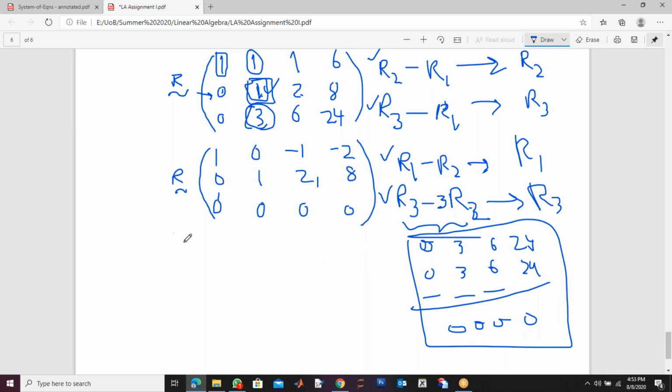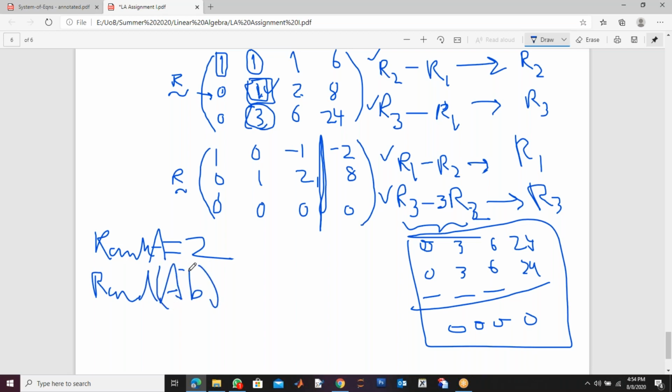It is fine. Now, if you want to write the rank, you see the rank of the coefficient matrix. If I just consider the first three columns, what is the rank? Rank is 2 because there are 2 non-zero rows in echelon form. And rank of A is 2. And the rank of the augmented matrix AB is also 2. They are equal. If I consider the whole thing, still 2 non-zero rows. So it means my system is consistent.